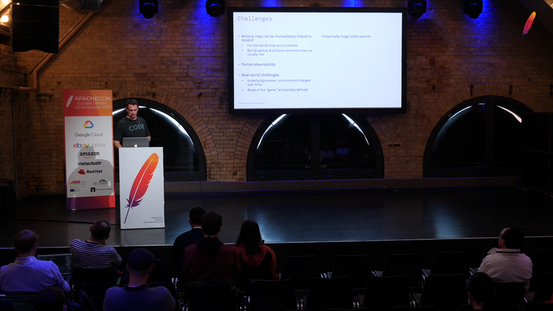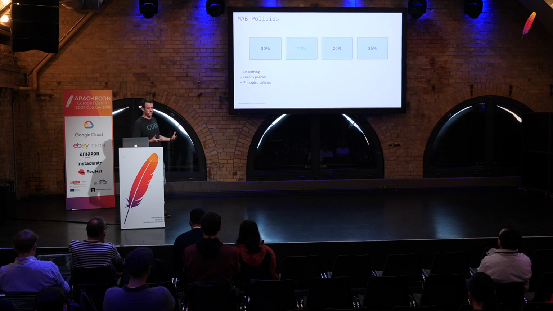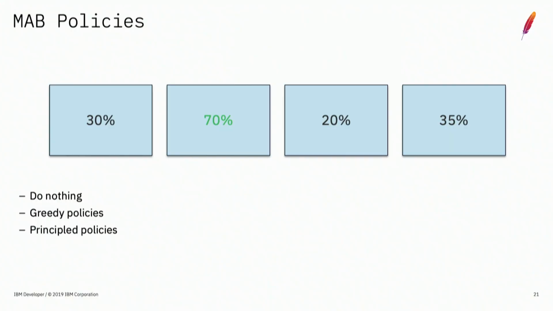So going back to our multi-arm bandit, how do we go about solving this problem? How do we generate this policy that maps the state of the world to the actions that we want to take? Well, this is again in itself a huge field and a really deep field of research. But at a high level, we can explore a couple of simple strategies.